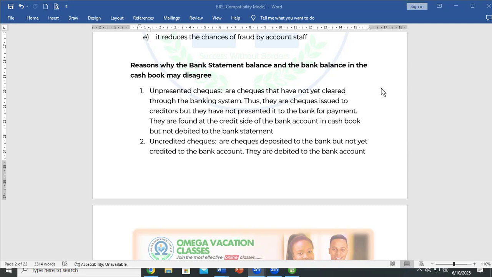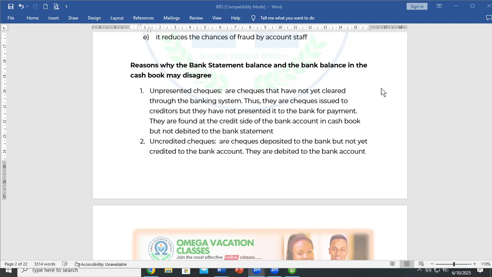So, what I want you to get here is that these are checks the business has given to their creditors or suppliers. These suppliers are supposed to take these checks to the bank to withdraw, but they have not taken the check to the bank for the withdrawal to be done.